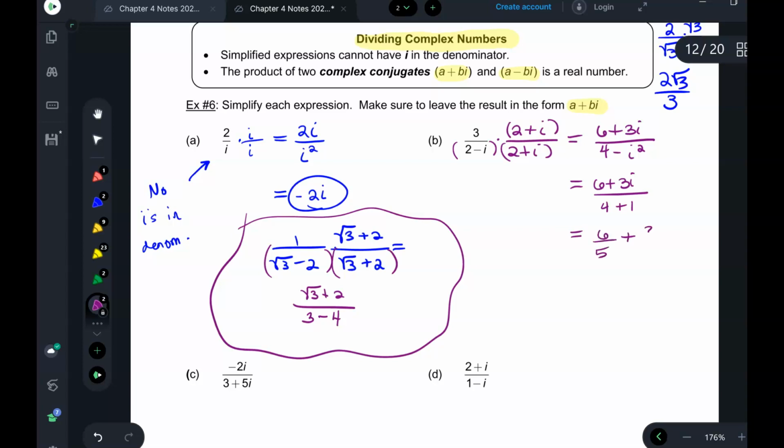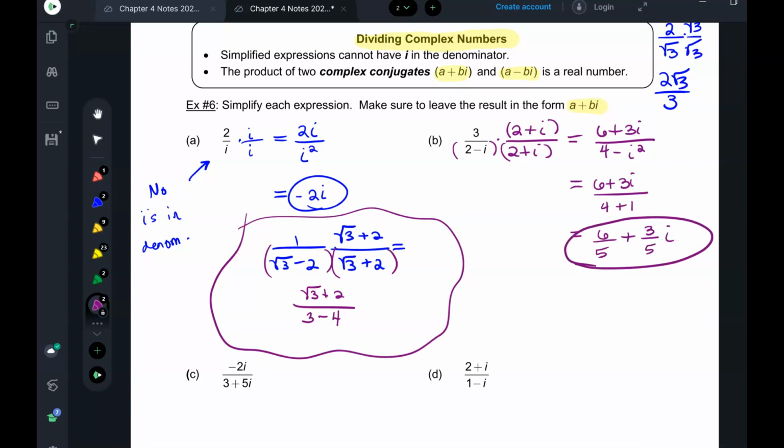So I'm just going to rewrite it. I know it seems like an unnecessary step, but again, we want to write it so it's separate. So we have a real number and then our imaginary number separate. That's our answer.